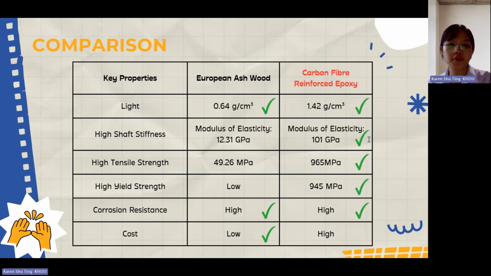In short, carbon fiber reinforced epoxy is chosen to be the material for hockey stick because this composite material can fulfill most key properties needed for a hockey stick.